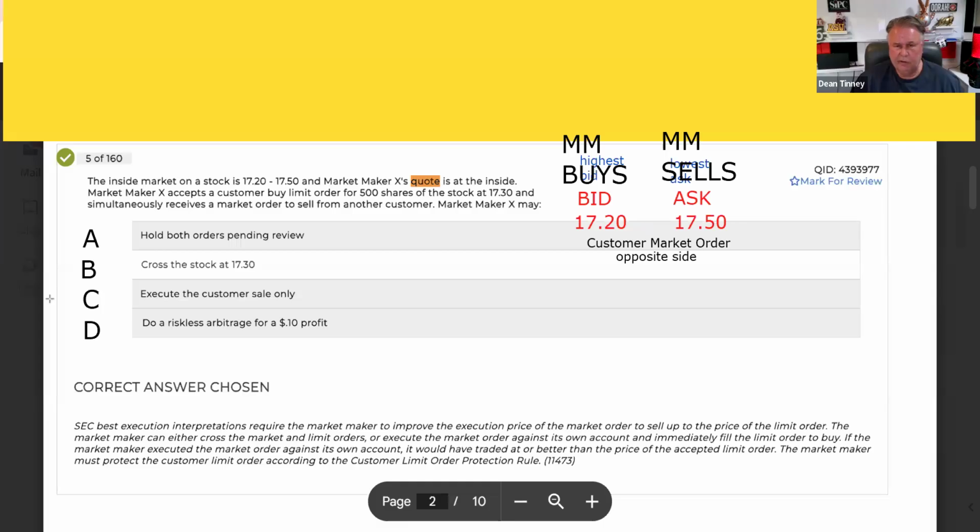The way I think of it with a market order is the customer's on the opposite side of the quote, right? So that's important, and that's kind of where we're at. Market orders and limit orders. All right, onward with the question.